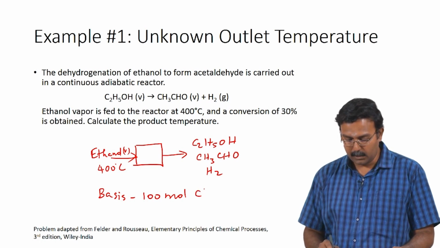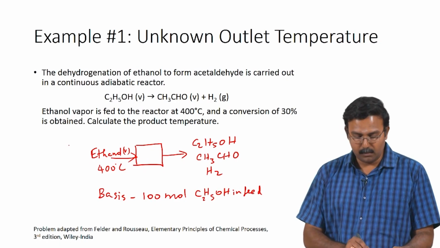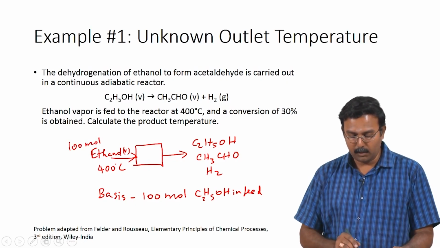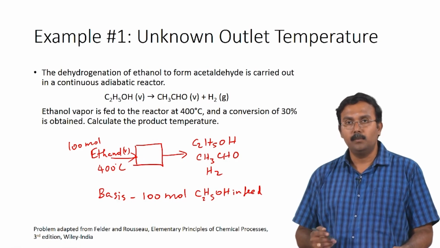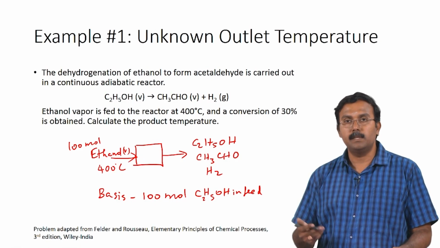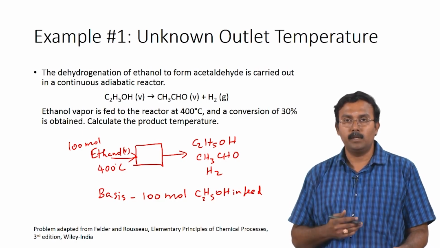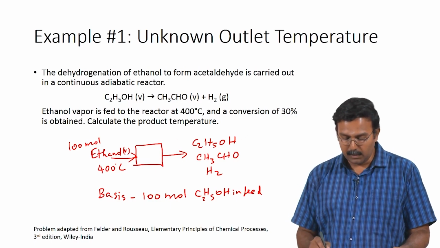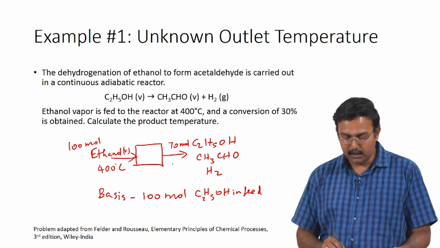So, we will just call this 100 moles of C2H5OH in feed. Once we have this, we can fill out this table, fill out the flow chart as 100 moles of ethanol coming in. By performing a simple material balance on ethanol, we know that 30% is converted, which means 30% of ethanol is consumed. So, outlet would be equal to input minus consumption.